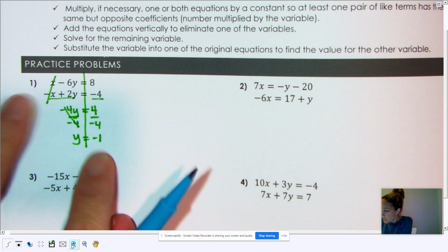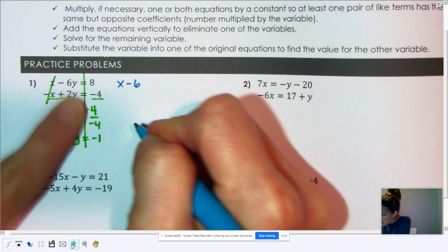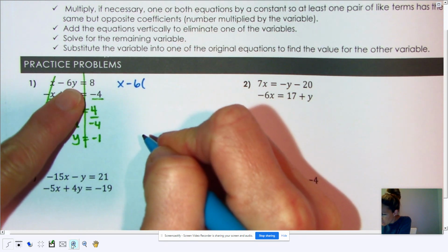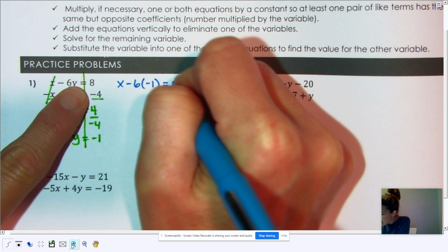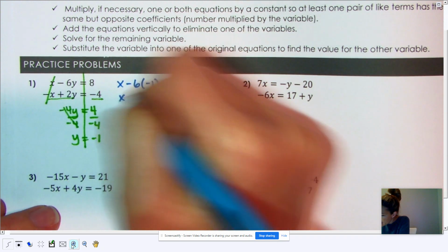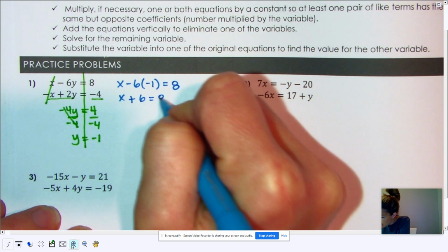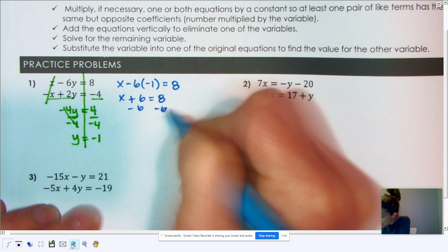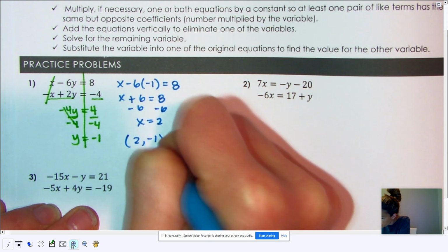Now I'm going to plug it in. So I'm going to write the x minus the 6, but the y is stuck to it. I already know what y is. Y is negative 1. And then I'm going to write equals 8. So I have x, a negative times a negative is a positive 6 equals 8, minus the 6 on both sides, so x equals 2. My answer then is 2 comma negative 1.